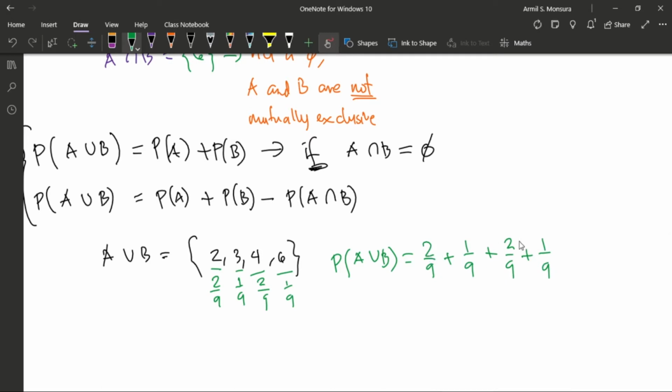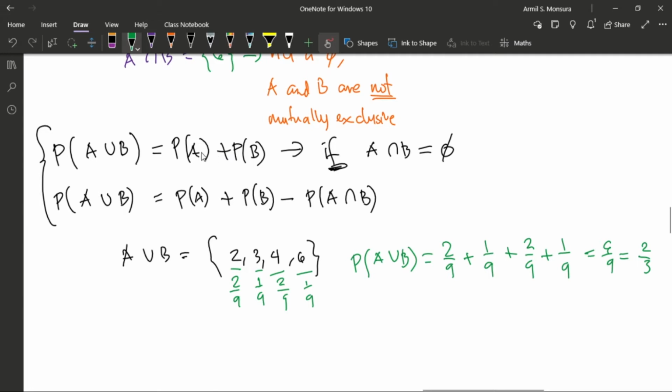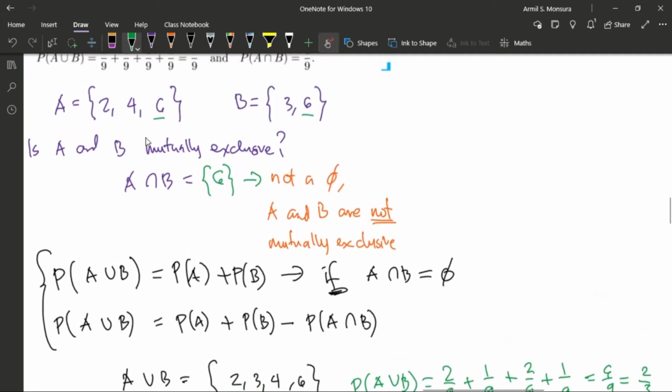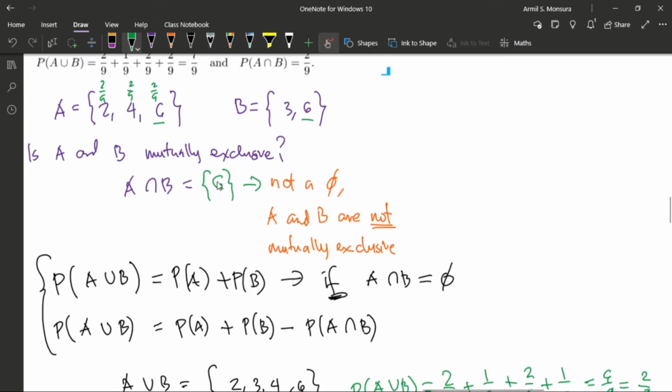So that gives us 6 over 9, or 2 over 3. Tama ba? Ngayon, tingnan nyo kung ginamit nyo yung ibang definition. In this case, yung probability of A occurring is 2/9 plus 2/9 plus 2/9, which is 6 over 9 or 2/3. While yung probability of B occurring is 1 over 9 plus 2 over 9. So this should give us 3 over 9 or 1/3.